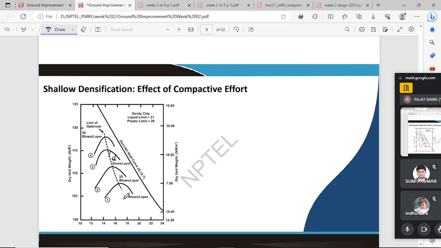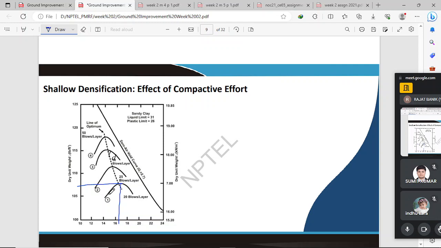First we apply up to 20 blows, which is low compactive energy, so only 20 blows are applied. We perform a similar exercise to the standard Proctor test or modified Proctor test. We plot the graph and get the optimum moisture content and dry density.